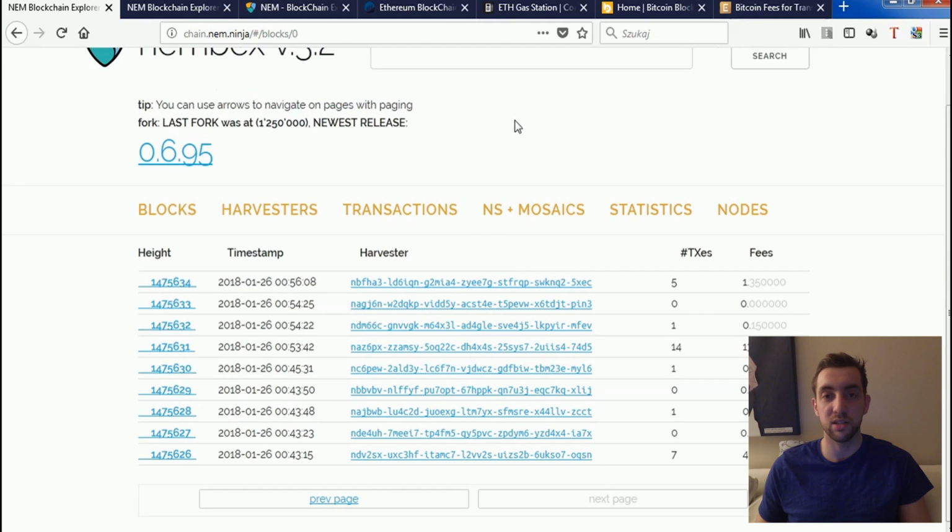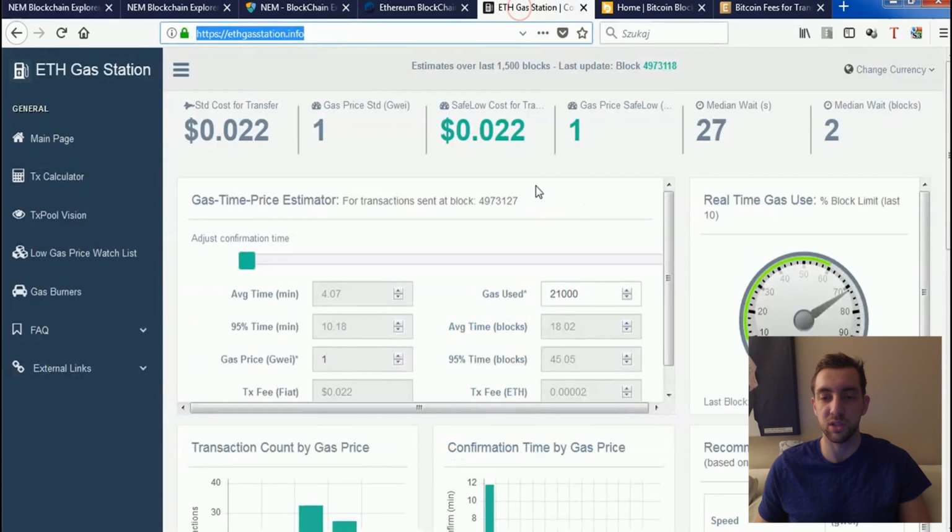And it's nothing like that on Ethereum and Bitcoin. So I will show you the situation right now. This is the website called ETH Gas Station. And this is the gas price in Gwei, safe low and standard Gwei. And currently we are at 1, because I believe this is a pretty calm moment during the day. It's evening in the United States.